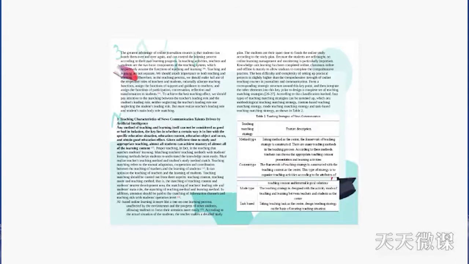Rationally allocate teaching functions. Assign the functions of support and guidance to teachers, and assign the functions of participation, conversation, reflection and transformation to students. To achieve the best teaching effect, we should pay attention to the matching between the teacher's leading role and the student's leading role. Neither neglect the teacher's leading role nor the student's leading role, but realize the matching of the teacher's leading role and the student's main body role.